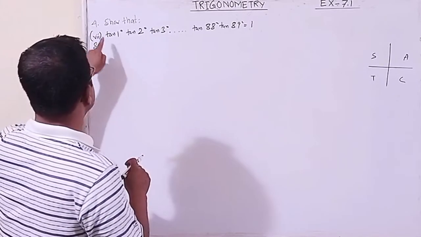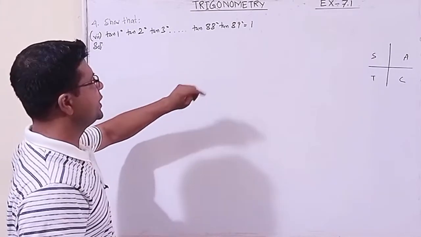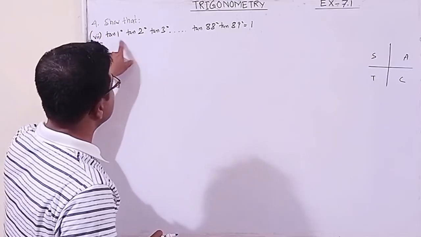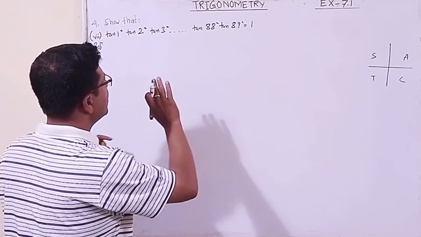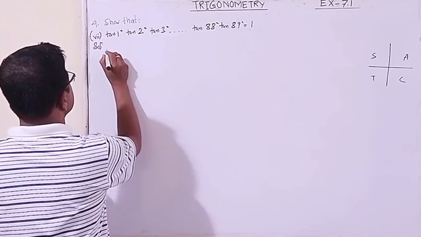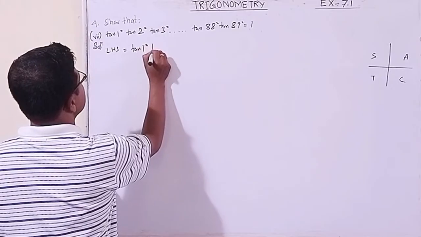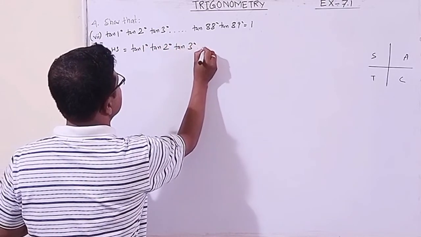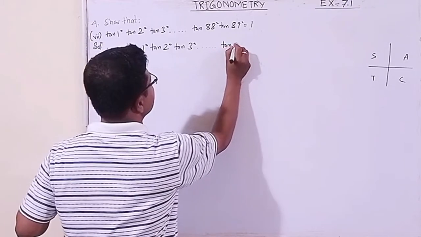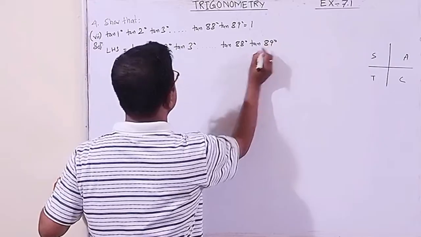Alright. Now dear students, we have taken number 7. This sum is also very easy about that concept, complementary angles, but it is lengthy because it goes from 1 to 89 degrees, but we shall not write all the trigonometric ratios. Let us write the left hand side at first. Tan of 1 degree, tan of 2 degree, tan of 3 degree, tan 88 degree, tan 89 degree.